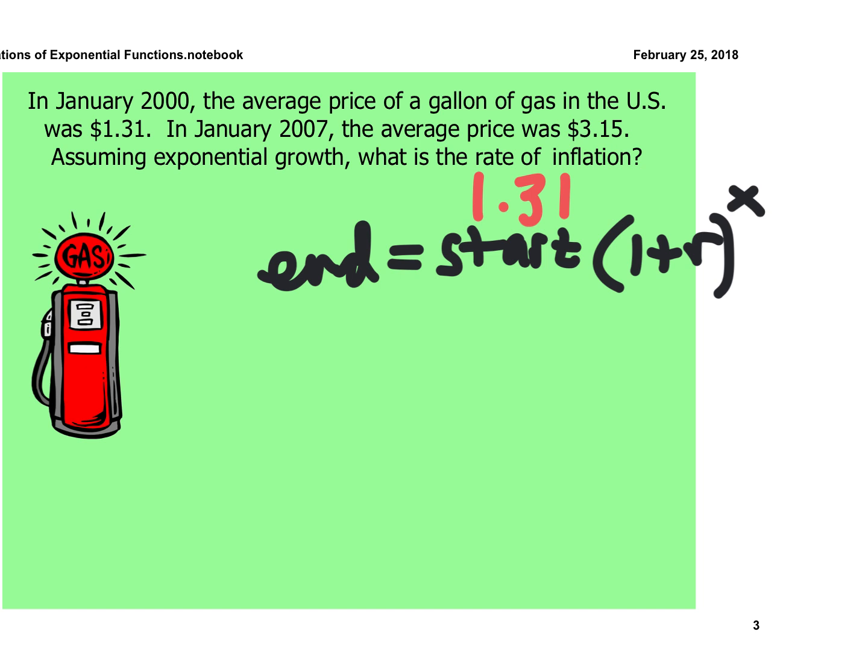Okay, so start was 1.31. Then, by January 2007, that's the end of our little experiment, 3.15. And then 1 plus the rate, which they never told me, because I got to figure it out, to the x, but I know how long that time was. Did you guys use 7? All right. Because 2001 was 1 year, 2002, 2003, 2004, 2005, 2006, 2007. It is 7. All right.